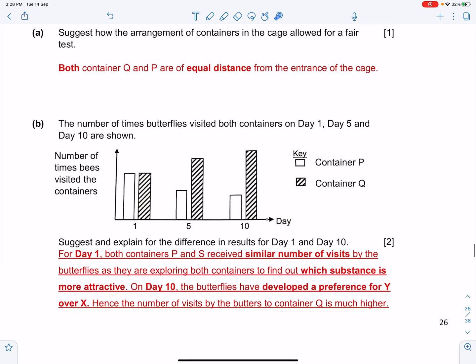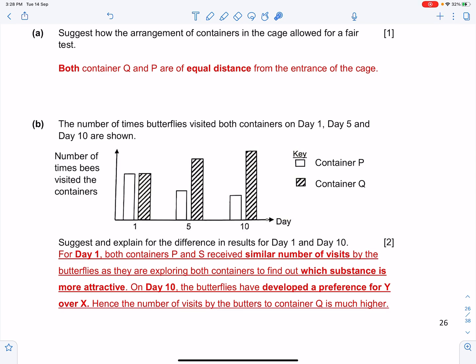Alright, okay, this is trend. I've talked about it. We've gone through this question.